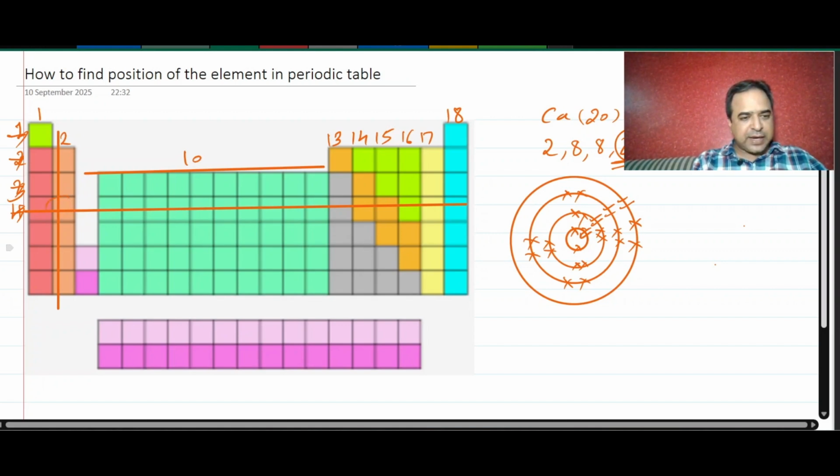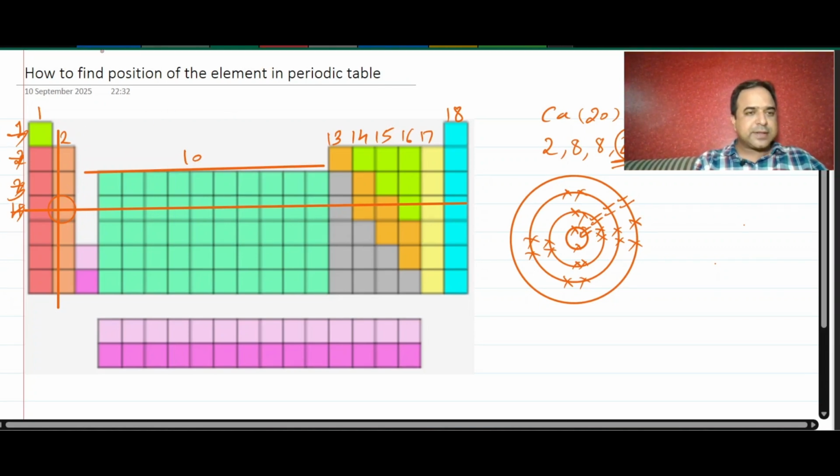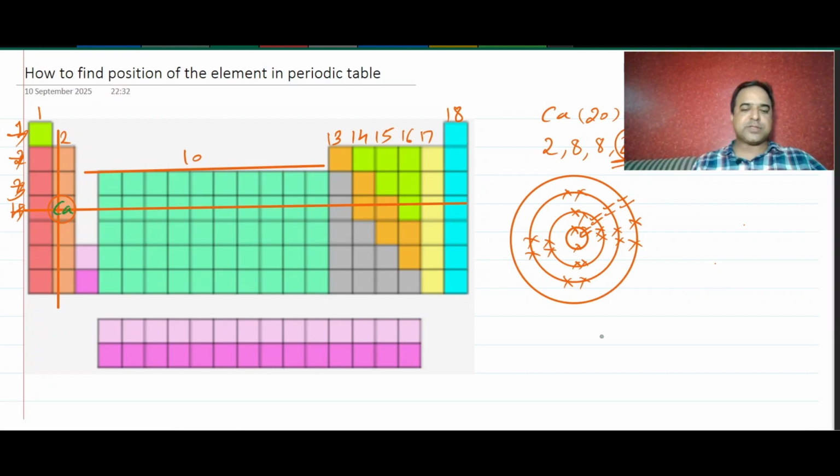Now, you need to check where this is intersecting. It is intersecting in this position, which is group 2 or second vertical column and fourth horizontal row. So, your calcium will be found in this position. Your calcium is found here. So, this is how we are able to locate our element. Similarly, if the electronic configuration or orbital structure is given to you, you can find out the location of the element in the periodic table.